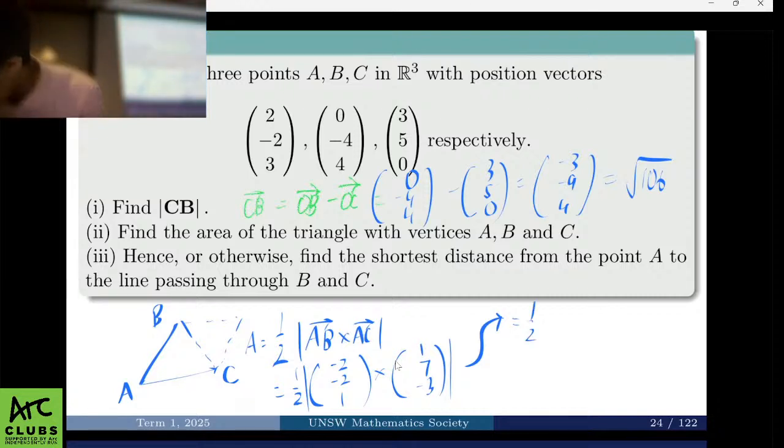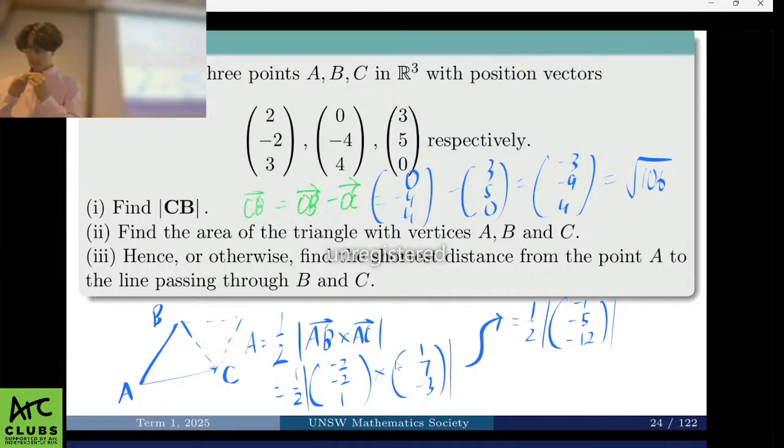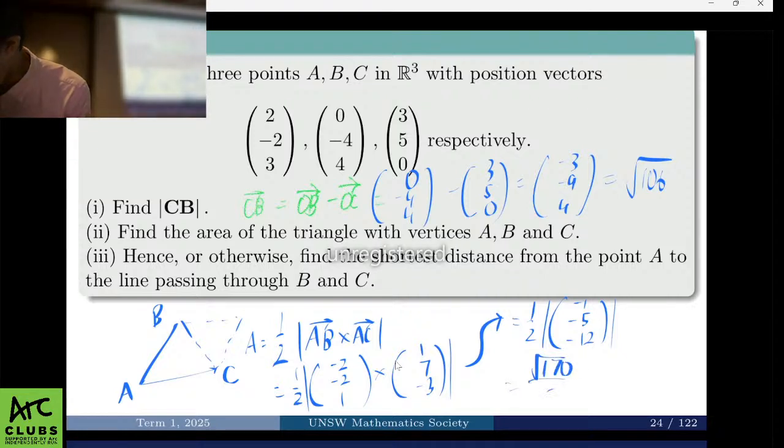So that should be half of the magnitude of this vector: minus 1, minus 5, minus 12. If anyone wants to verify that result for me, that would be cool. And so if I compute this magnitude, what I will get is root 170 on 2. And so that becomes the area of our triangle.